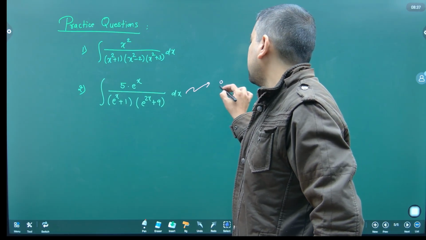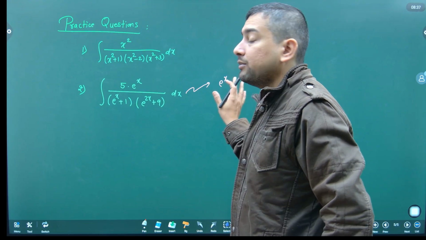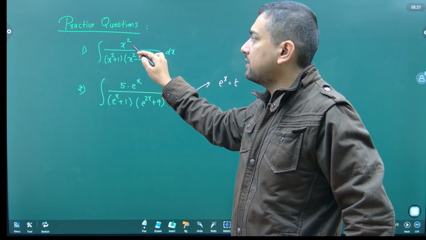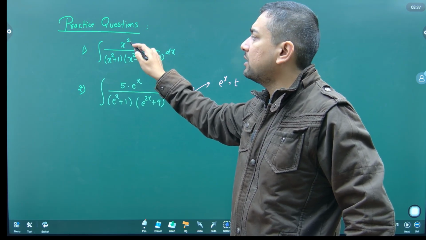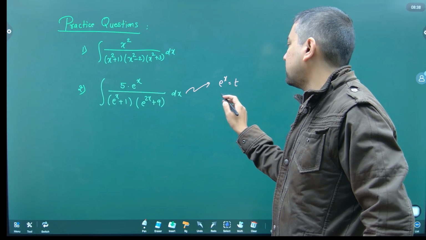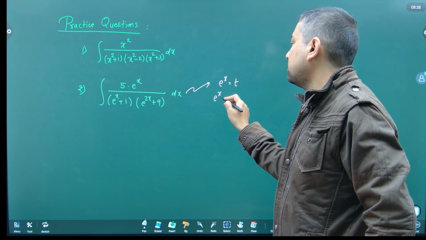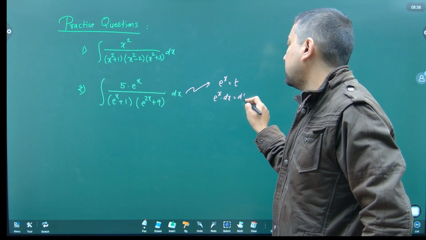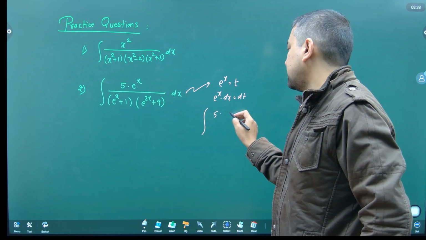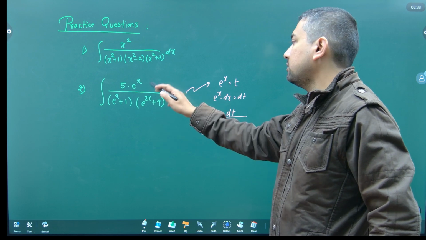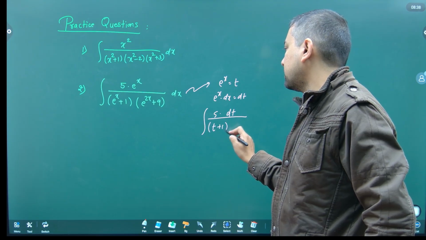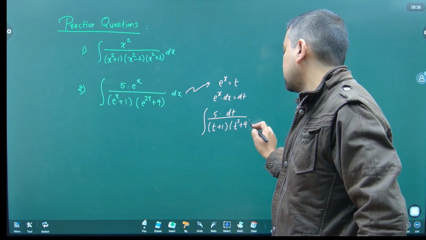If I am putting e to the power x is equal to t, here I am using substitution. In the first example I had not used substitution, I simply used some variable for x square. Here we are using substitution. Let e to the power x is equal to t. After differentiating, e to the power x dx will be equal to dt. So my example becomes 5 dt upon (t plus 1) into (t square plus 9).